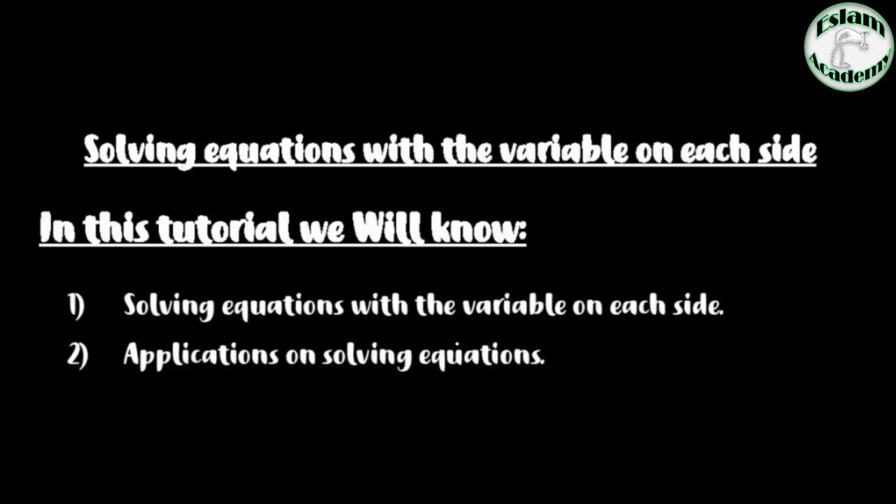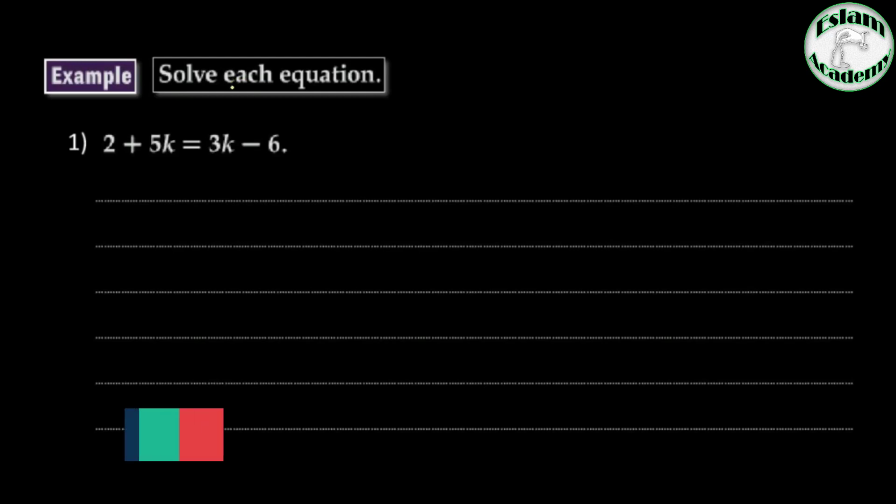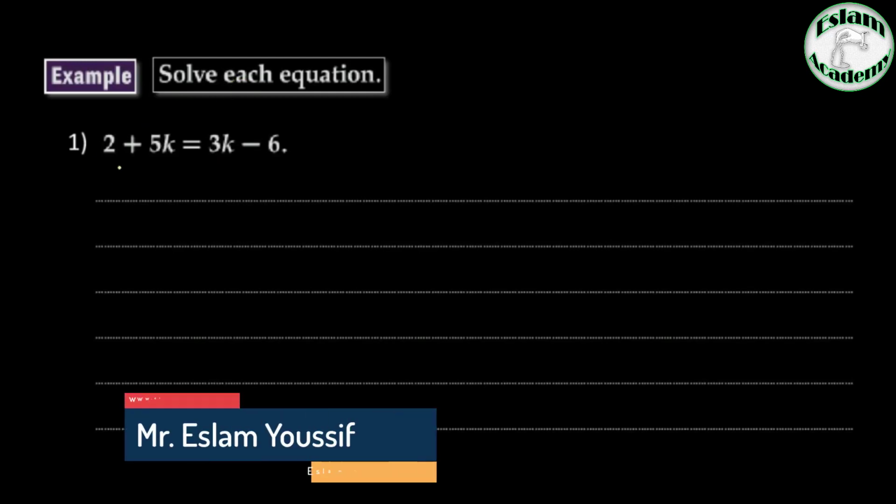Our lesson today is about solving an equation with a variable on each side. In this tutorial we'll learn solving an equation with a variable on each side and the application of solving an equation. In this problem we need to solve each equation. Number 1. 2 plus 5k equals 3k minus 6.